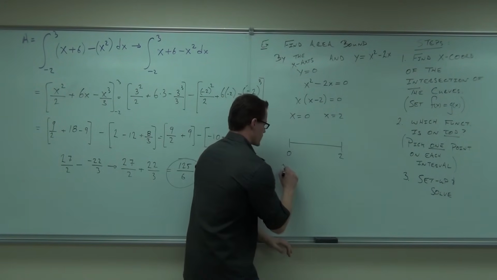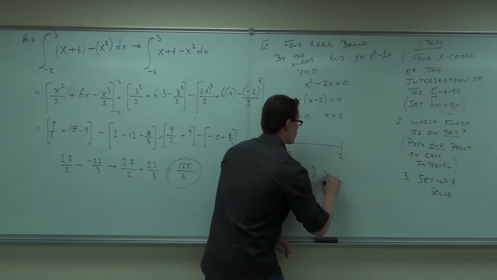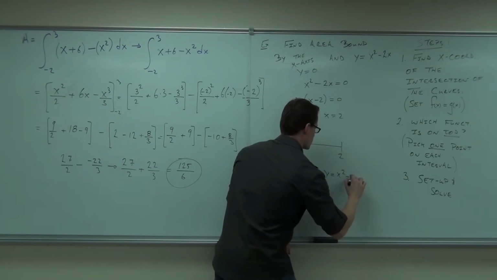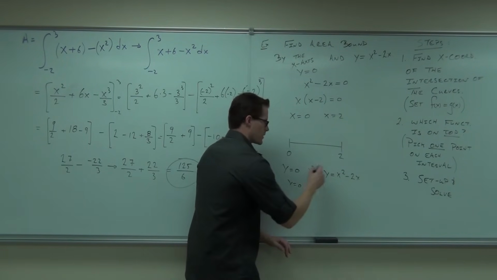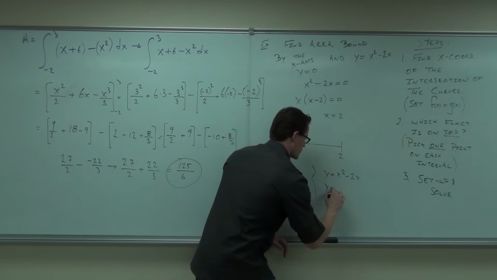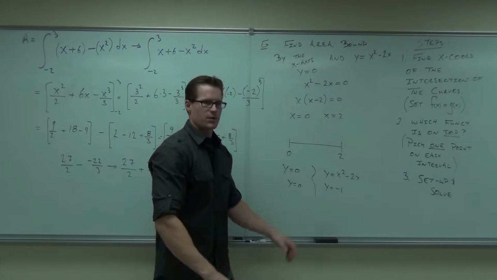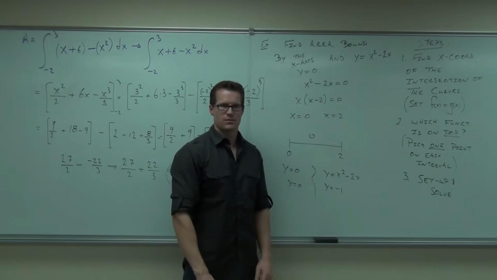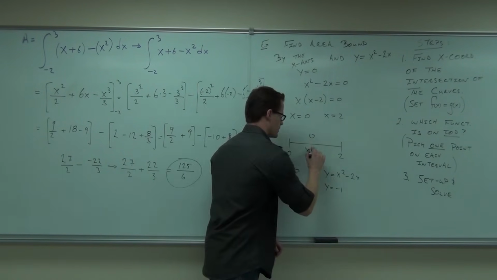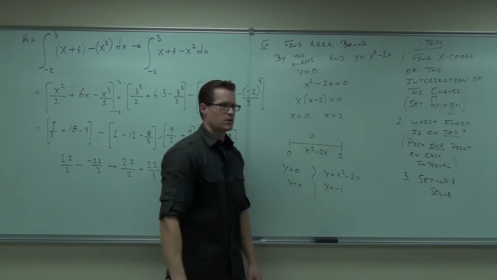So you have two functions, right? y equals 0 and y equals x squared minus 2x. If you plug in 1, y still equals 0. If you plug in 1 here, you get y equals 1 minus 2, you get negative 1. Which one's on the top? y equals 0. Which one's on the bottom? Do you see what it's going to do?